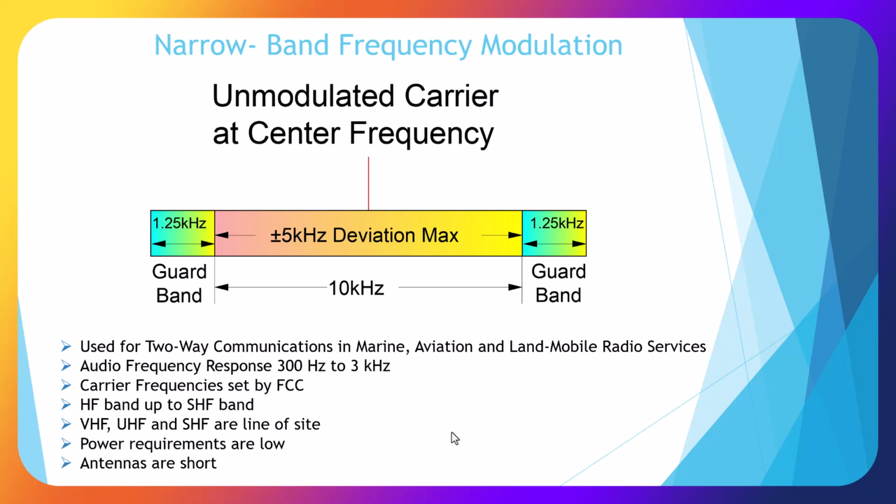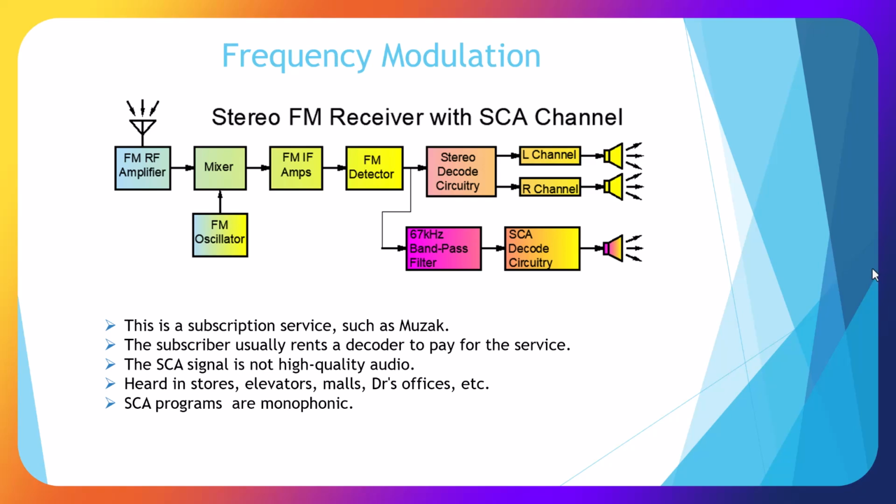And this narrowband is used for two-way communications in marine, aviation, and land mobile services. Audio frequency response is 300 hertz to 3 kilohertz, which is the voice range. Most of this is voice communication. And the carrier frequencies are set and divided up by the FCC. It goes from the high frequency band up to the super high frequency. And all of these, VHF, UHF, and SHF, are line of sight signals. And the power requirements are low and the antennas are short, so it makes it good for mobile communication.